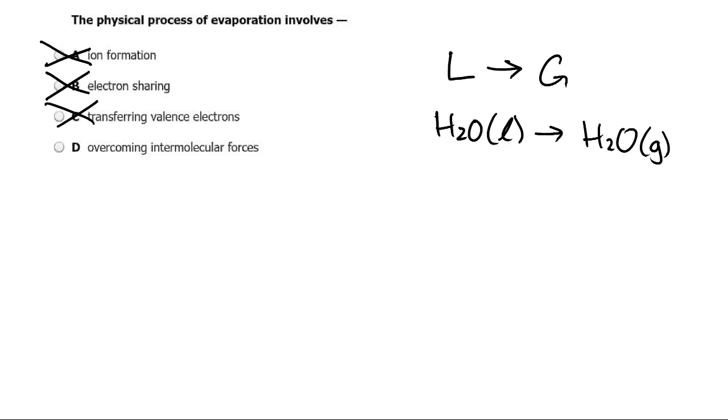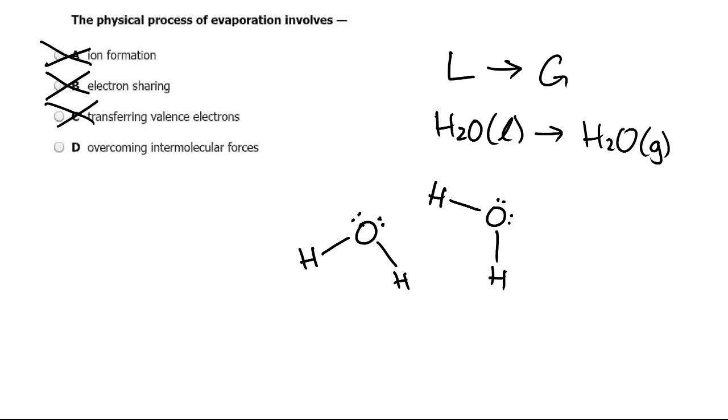So let's draw out water. Water is shaped in a bent VSEPR geometry, and in the presence of other waters or ammonia or other things that can do hydrogen bonding, there will be some attraction. I meant to do that in orange. There will be some attraction between the hydrogen and the oxygen in two different molecules of water.